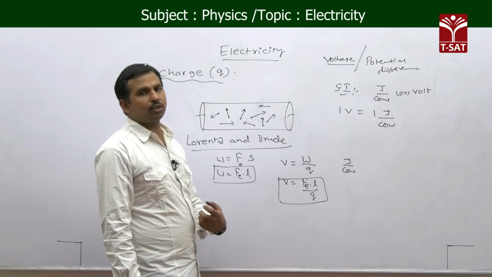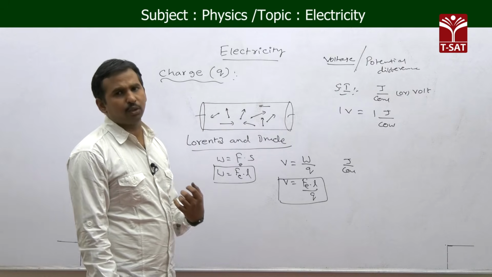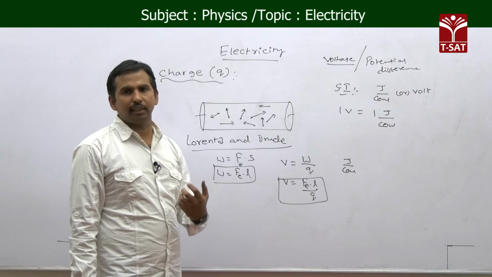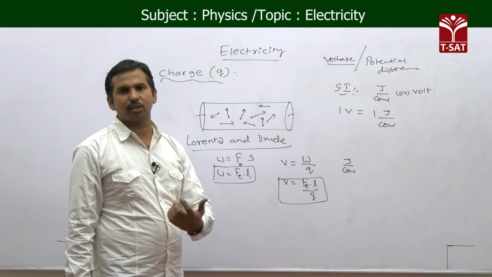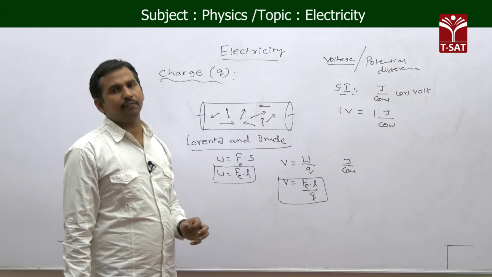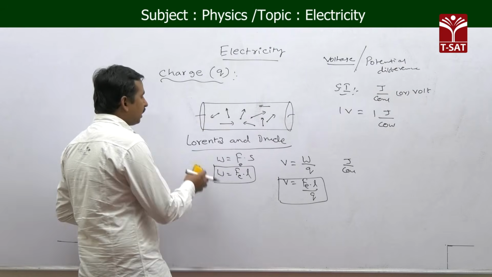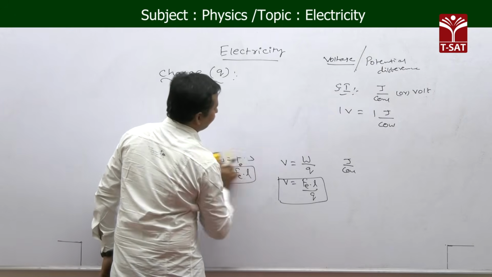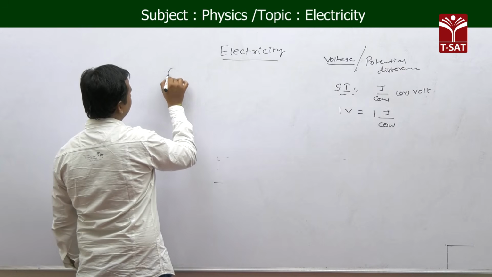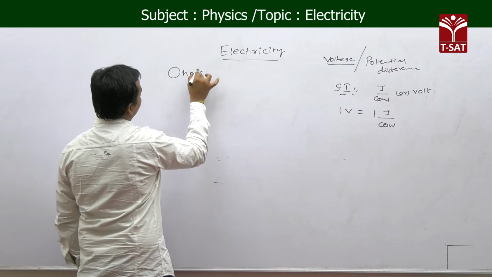Because of this work being done, the potential difference is present and current is generated there. So depending on the voltage you take, the current varies. That only we call Ohm's law. Very, very important one. Now we are seeing this Ohm's law.